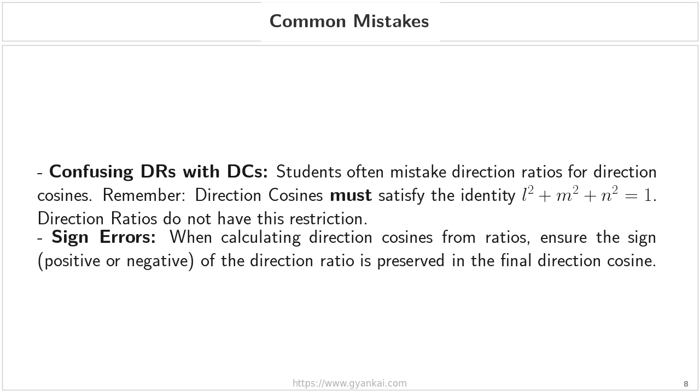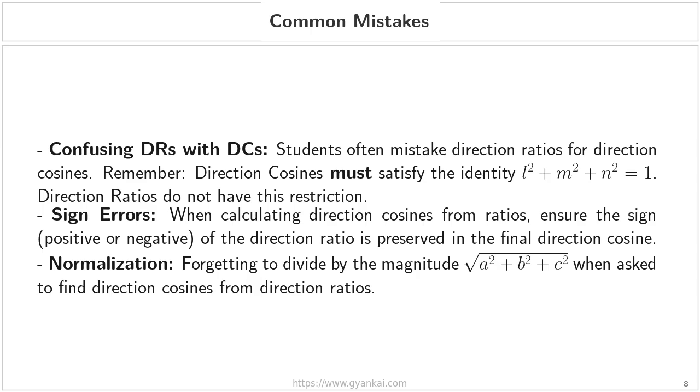Second, please be extremely careful with sign errors. When you are performing the conversion process we discussed in the previous slides, specifically when you are calculating direction cosines from ratios, ensure that the sign, whether it is positive or negative, is preserved. If a direction ratio is negative, its corresponding direction cosine must also be negative.